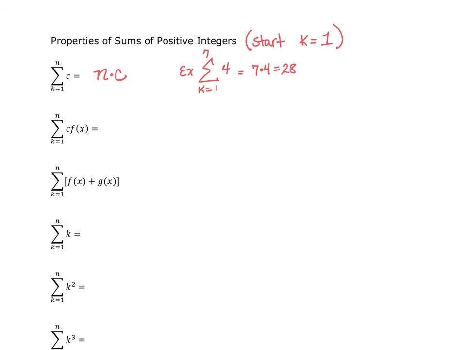The next one says if you have a constant times a function, you can pull that constant out in front of the summation, like so. So you might have 5k, k equals 1 to n, and you can pull that 5 out in front and just have the sum of the k's.